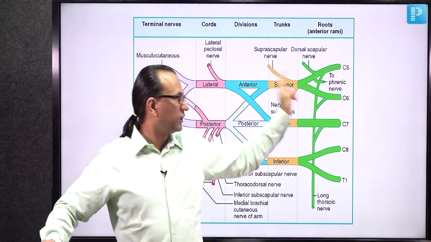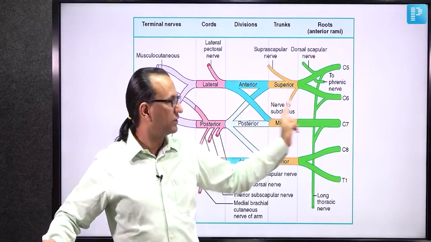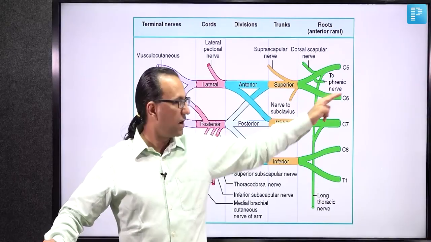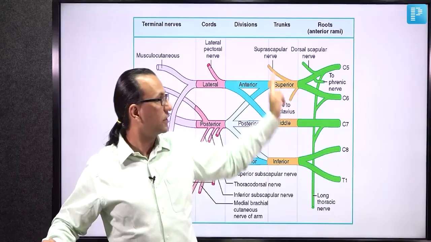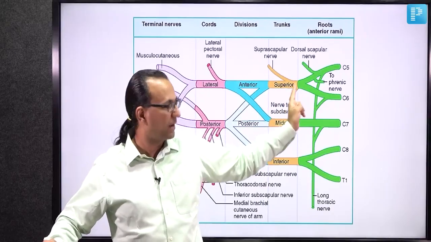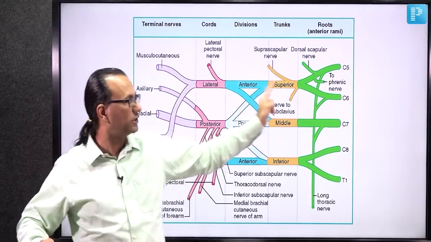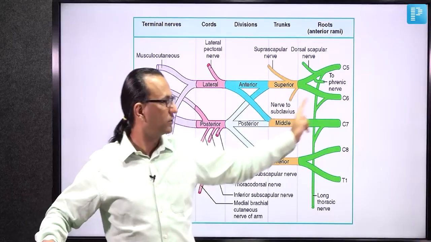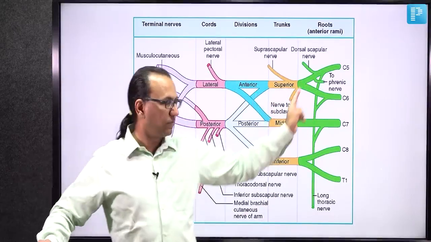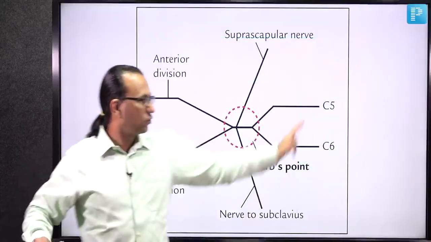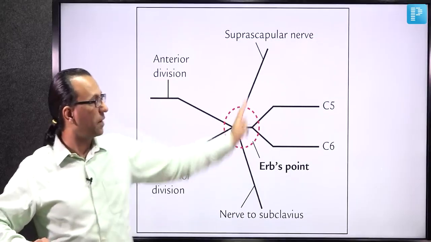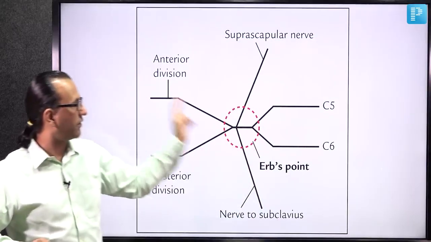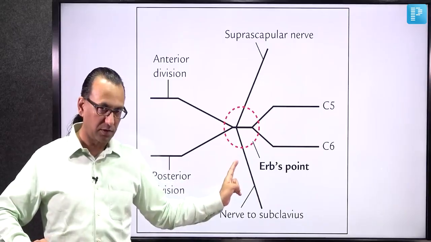There is an Erb's point, which is the meeting of 6 nerves here, which are the root of C5 and the root of C6. Then it is the suprascapular nerve and nerve to subclavius, and then it is the anterior division of the upper trunk and the posterior division of the upper trunk. So a total of 6 nerves are meeting here, and that could be the site of the Erb's palsy lesion. So here is the root of C5-6, and then the suprascapular nerve, nerve to subclavius, and then the anterior and posterior divisions of the upper trunk, the Erb's palsy.